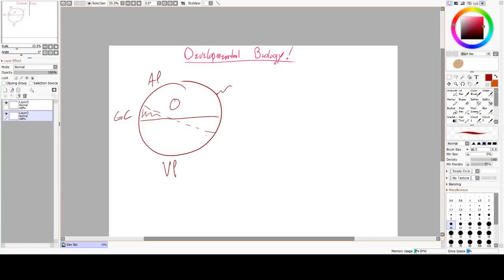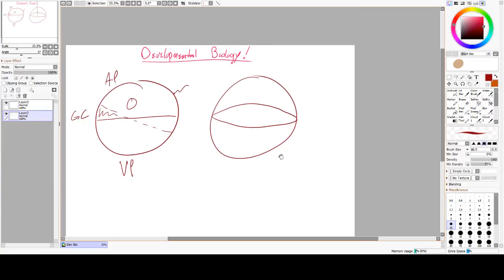And oddly enough, if I draw this, where the gray crescent is, so this is the back here. The first division after fertilization is actually right here. It's front to back, and so it determines the left and the right of the embryo.